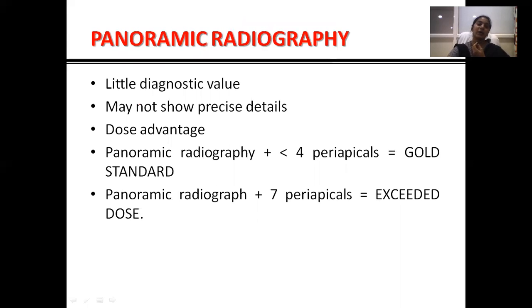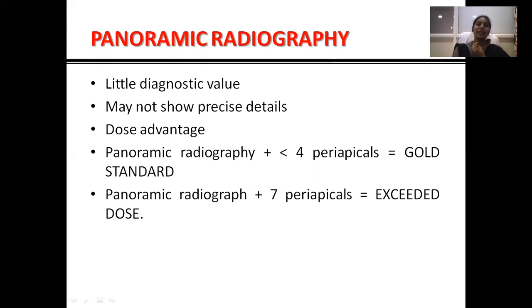Next, we'll come to panoramic radiography. What do we all know about panoramic radiography? A panoramic radiograph gives an overall view of the dentition, isn't it? It gives an overall view of what problems are present in the dentition. But it is considered to be of little diagnostic value because we usually see that periapical radiographs give us more detail when compared to the panoramic radiograph. But this is not actually true. When studies were conducted comparing both periapical radiographs and panoramic radiographs, they did not find any difference.